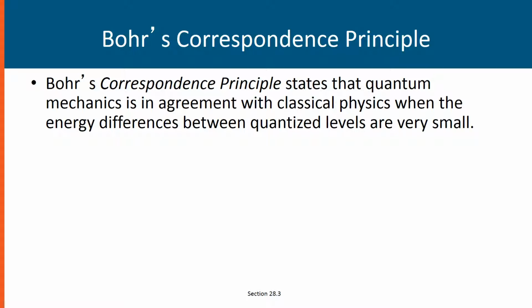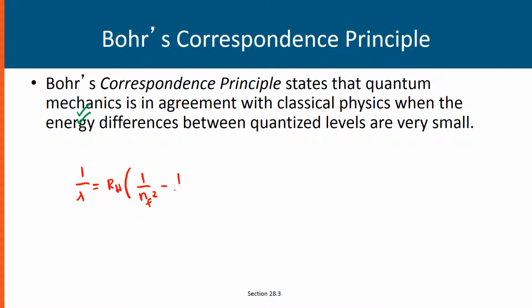One of the objectives for this lesson is for you to be able to state Bohr's correspondence principle. Here is the statement. Bohr's correspondence principle states that quantum mechanics is in agreement with classical physics when the energy difference between quantized levels is very small. This is particularly useful in predicting the wavelength of the photon that will be emitted by an electron as it moves from a higher energy level to a lower energy level.